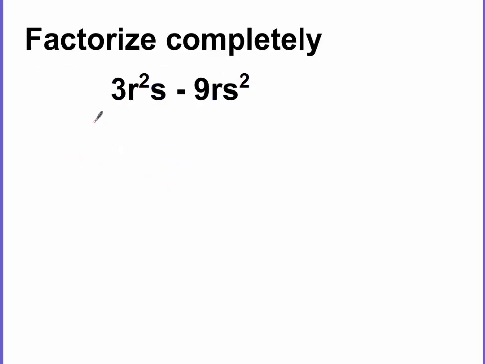3r squared s minus 9r s squared. The common factor of 3 and 9 is 3. Let's see the common factor of r squared and r. The one with the least exponent, which is r, or the one with the least power, becomes the factor. So that is r. And then s and s squared, s becomes the factor.